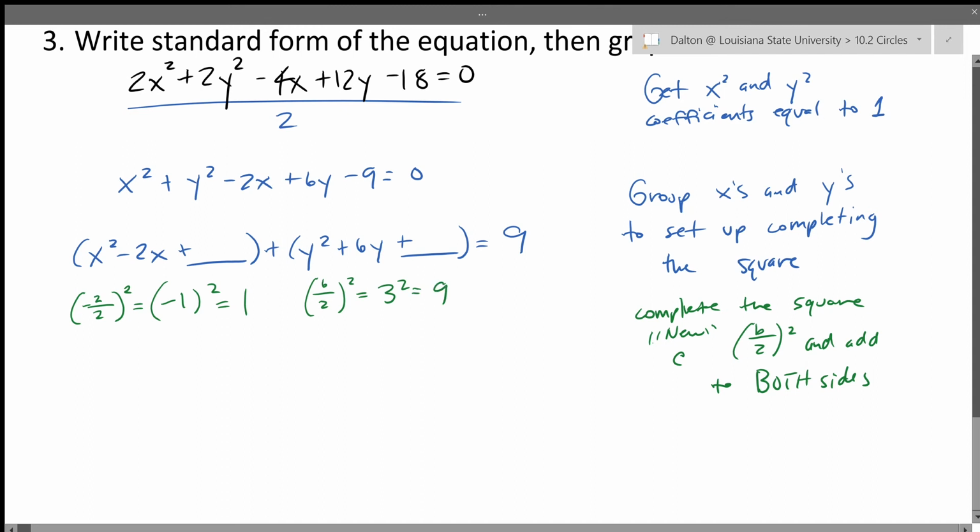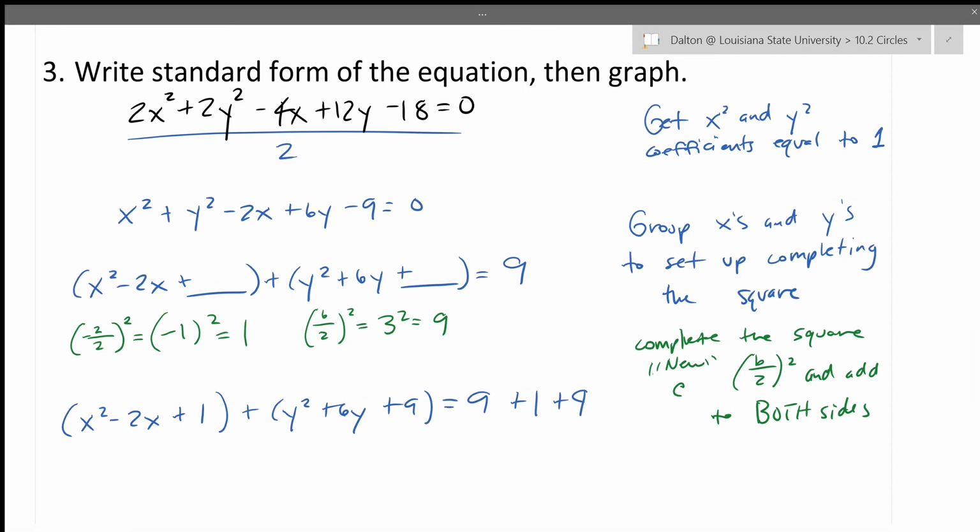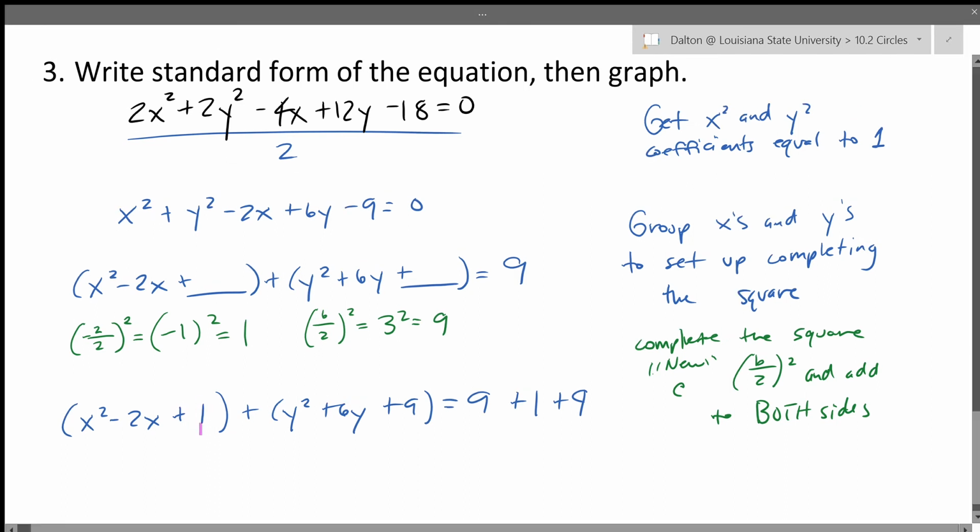Okay, so let me regroup what that would look like. That would be x squared minus 2x plus 1 plus y squared plus 6y plus 9 equals 9 plus 1 plus 9. So these numbers, this 1 and 9, were added to both sides. These were our new c's.